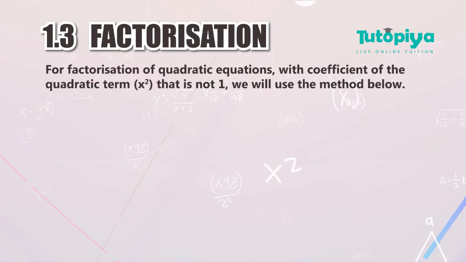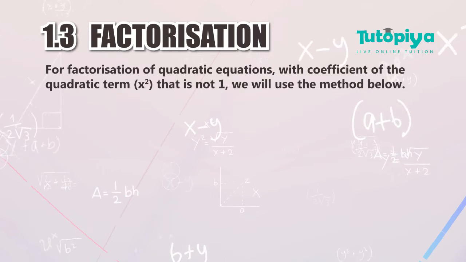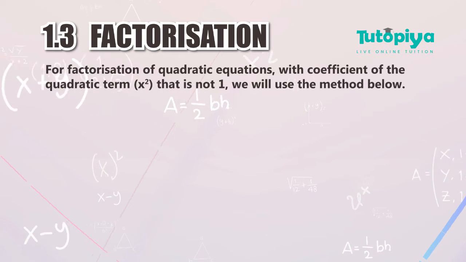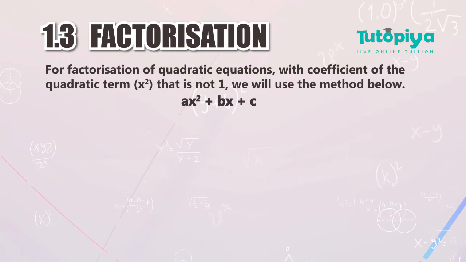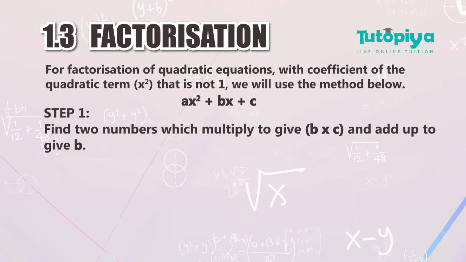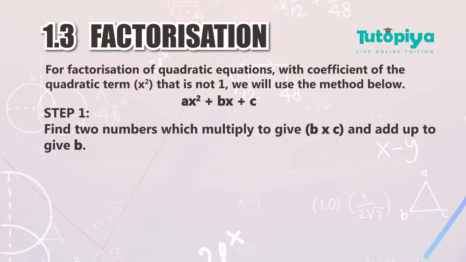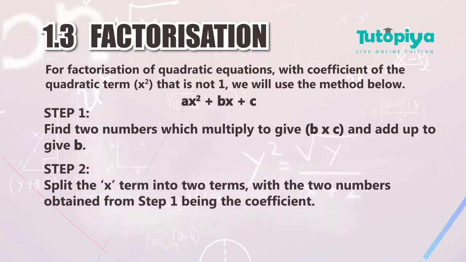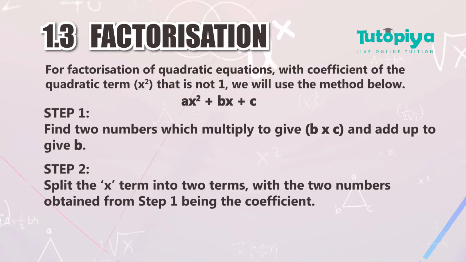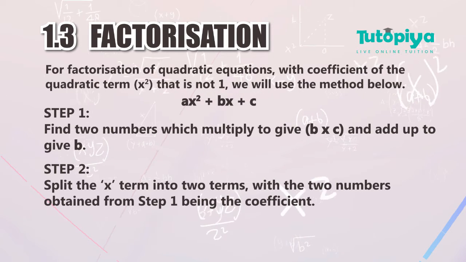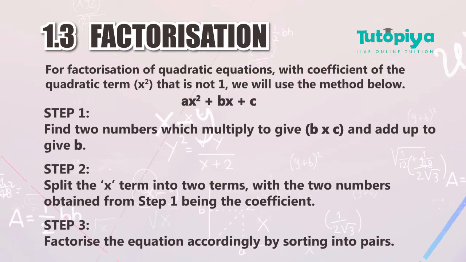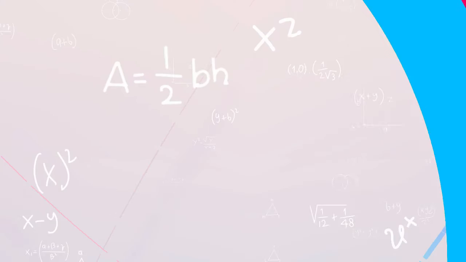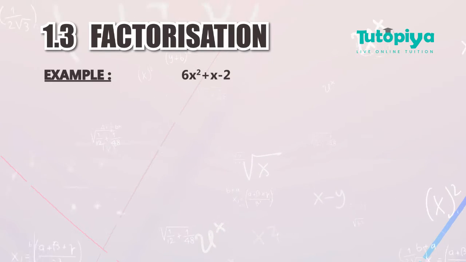For factorization of quadratic equations with the coefficient of the quadratic term, x², that is not 1, we will use the method below. Step 1. Find two numbers which multiply to give b × c, and add up to give b. Step 2. Split the x term into two terms, with the two numbers obtained from step 1 being the coefficients. Step 3. Factorize the equation accordingly by sorting into pairs. Example.